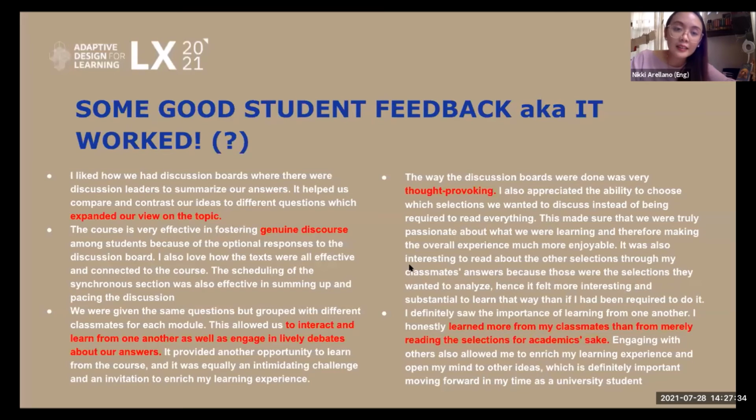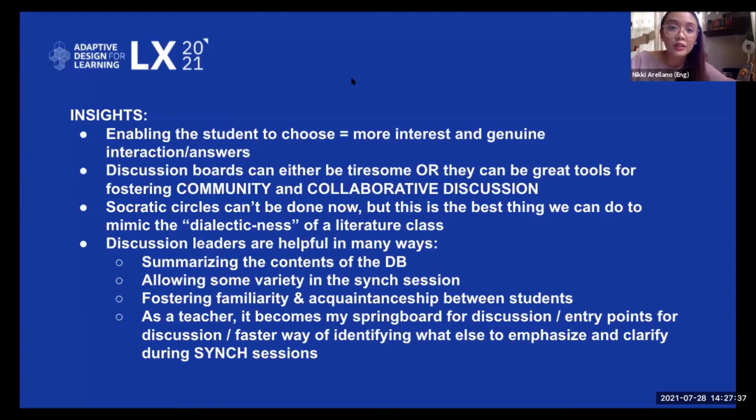And I think here are some of my insights. I'm ending already. Enabling the students to choose what questions to answer in a particular discussion board resulted in more interest on their part and genuine interaction and answers as well. Some insights I also gained: discussion boards can either be tiresome or great tools for fostering community and collaborative discussion. Socratic circles can't be done now, but I think this is the best thing we can do to mimic the dialecticness of a literature class.